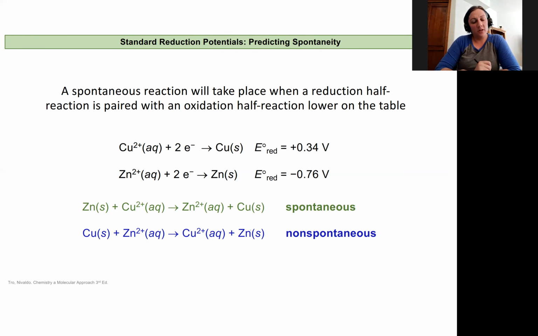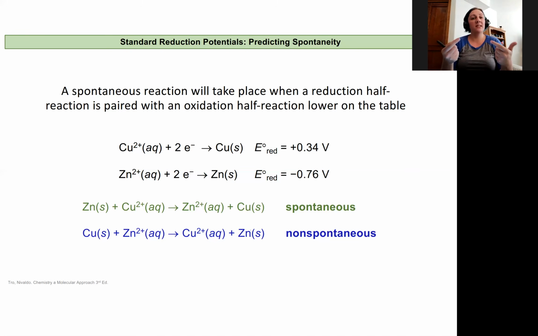In this lecture, we are going to use reduction potentials to actually predict whether or not a redox reaction will occur spontaneously. So in general, a spontaneous reaction will take place when a reduction half reaction is paired with an oxidation half reaction that's lower on the table, or has a lower or more negative standard reduction potential. Let's look at our copper and zinc example.